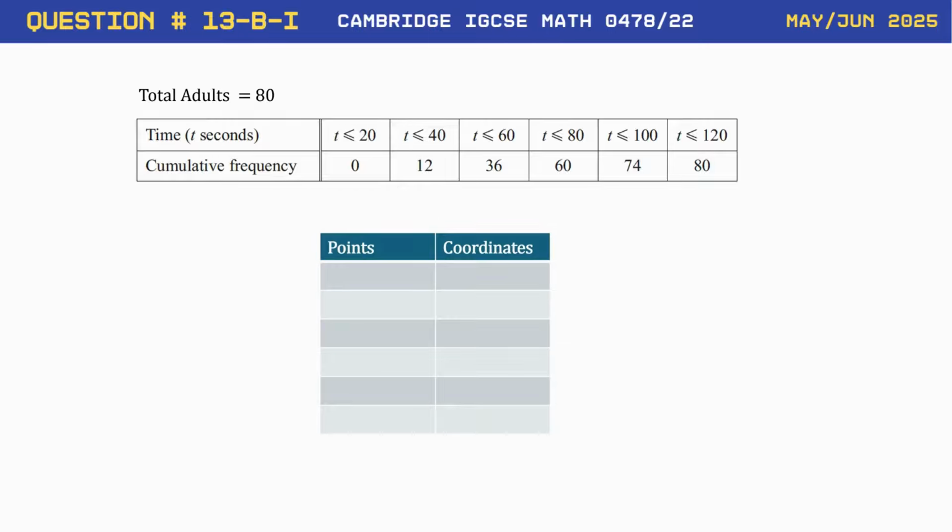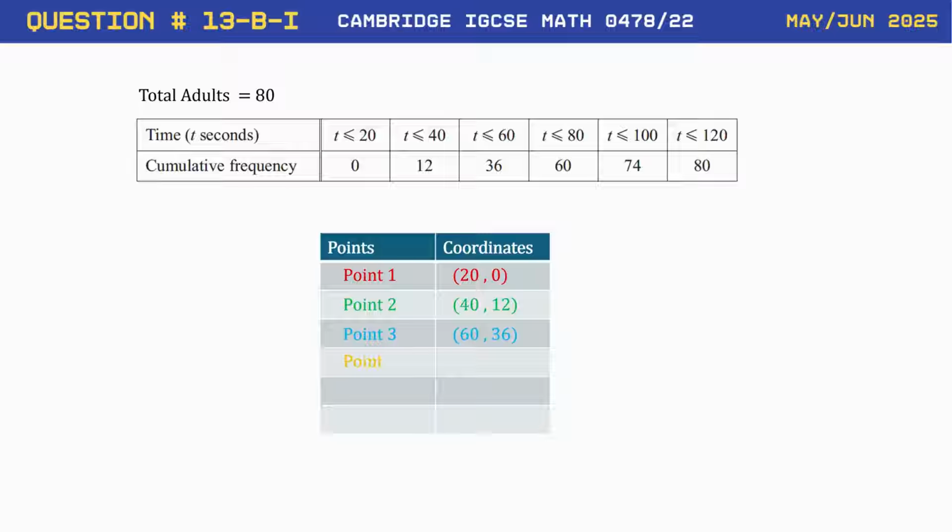Now let us write the points we need to plot. When time is 20 seconds, cumulative frequency is 0. So the first point is 20, 0. When time is 40 seconds, cumulative frequency is 12. So the second point is 40, 12. When time is 60 seconds, cumulative frequency is 36. So the third point is 60, 36.